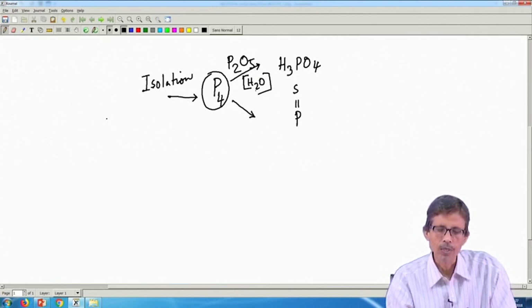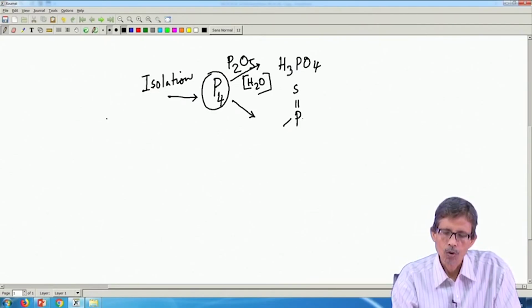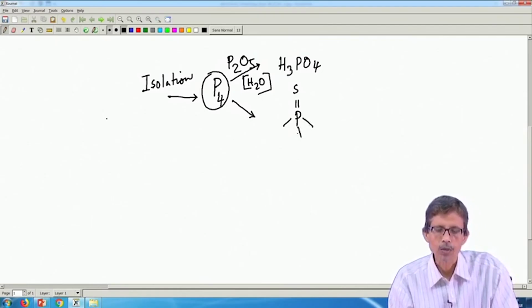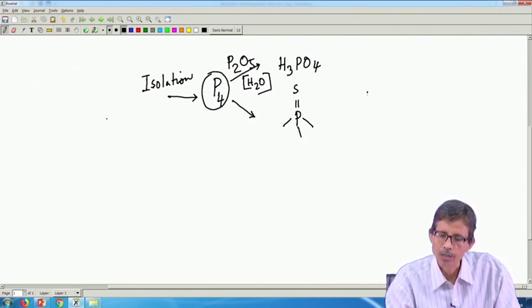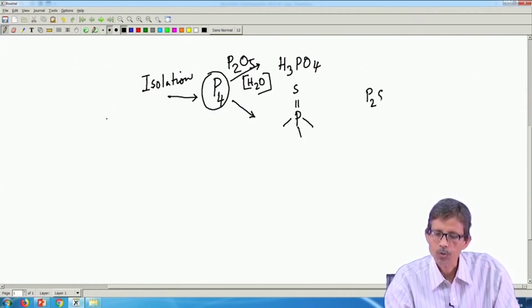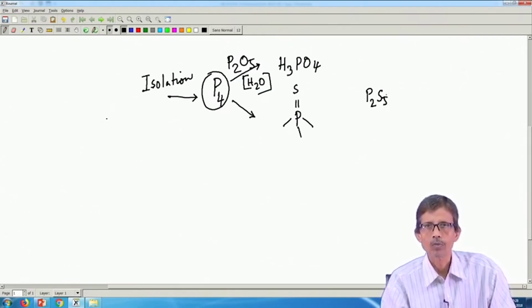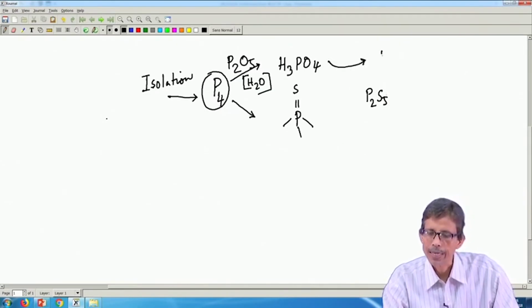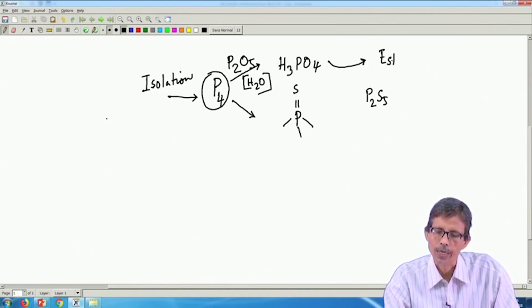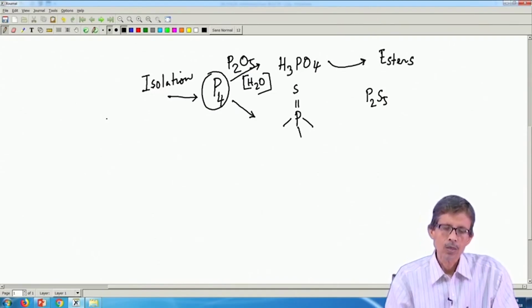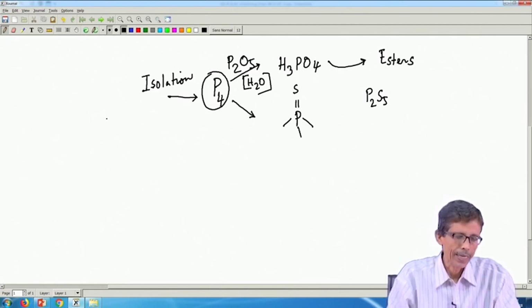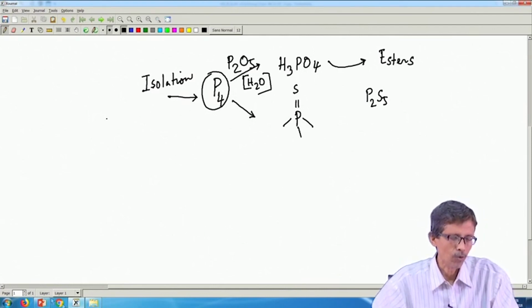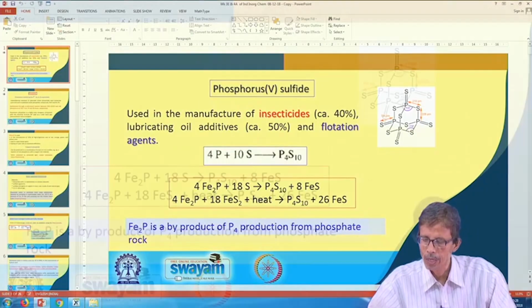Similarly, we will now see whether it is possible to get a compound with a phosphorus sulfur bond, the corresponding analogous compound, P2S5. That can also be a very important molecule, because we know it can give the different esters of the corresponding acid. So, we will see how we can get this, the formation of P2S5.